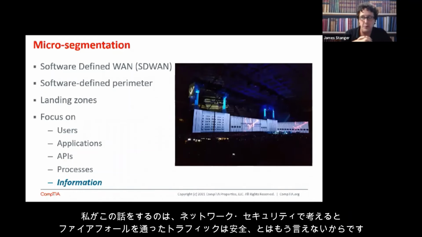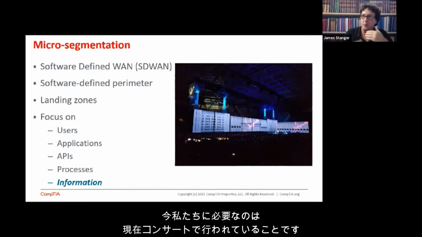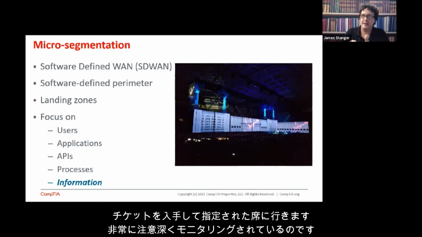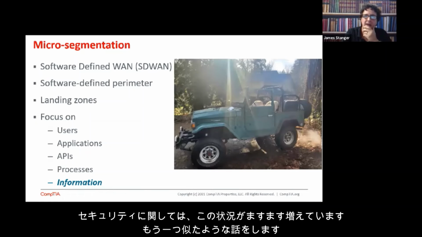we can't just say, well, that network traffic made it through the firewall, it must be secure. It doesn't work that way anymore. We have way too many attacks happening and our resources are far too distributed. What we need now is the equivalent of what happens in concerts today. I get my ticket, I go to a specific seat, and I'm monitored very carefully. If I try to leave that seat or go elsewhere, an usher or somebody takes me back and puts me where I belong. This is happening more and more when it comes to security.